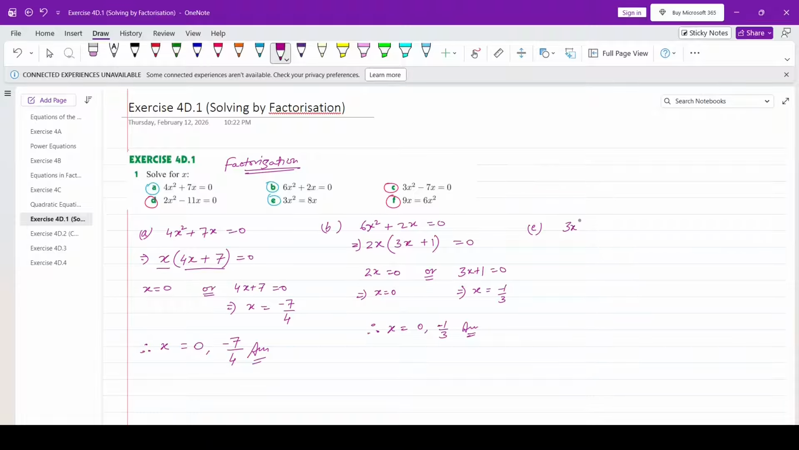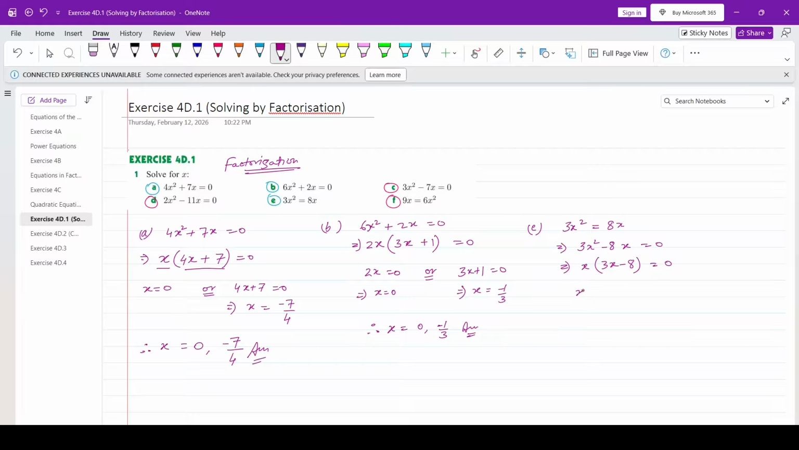E. 3x square is equal to 8x. Now we cannot cancel this x with one of the x's here, because if we do so, we'll be left with only one solution and the other solution will vanish. That's why we need to take everything on one side. Therefore 3x square minus 8x is equal to 0. Taking a term common, that would be x, we are left with 3x minus 8.